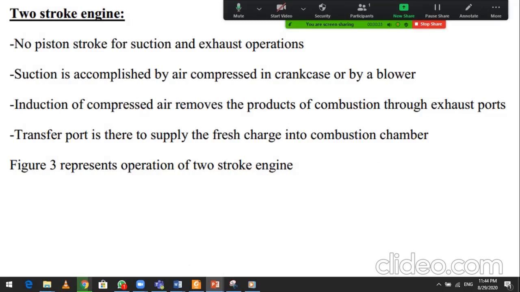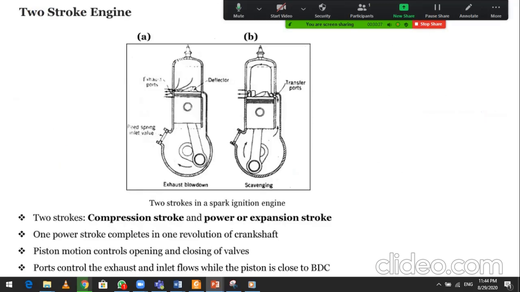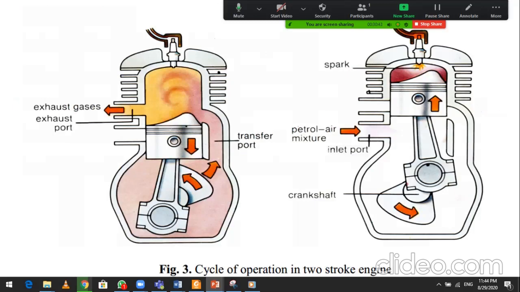Figure 3 represents the operation of the two-stroke engine. In this figure, you can see the two-stroke engine. Basically, the piston moves up and down. It takes two strokes in one revolution, so it works in two strokes.